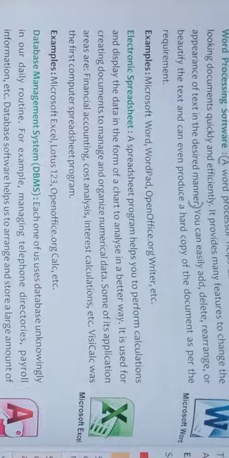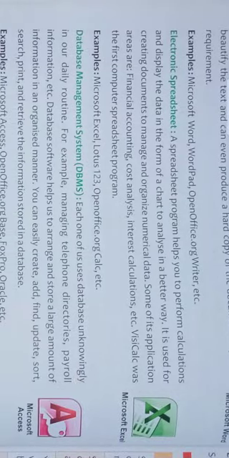Okay, now electronic spreadsheet. What is that? Electronic spreadsheet is basically a type of spreadsheet by which we can simply make a list over there. Okay, list of what?